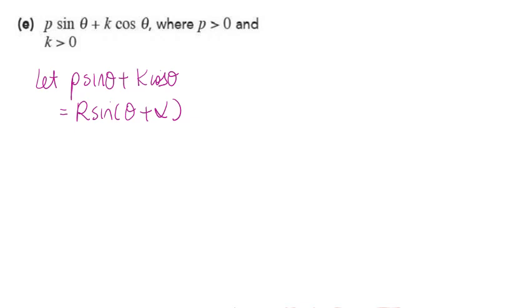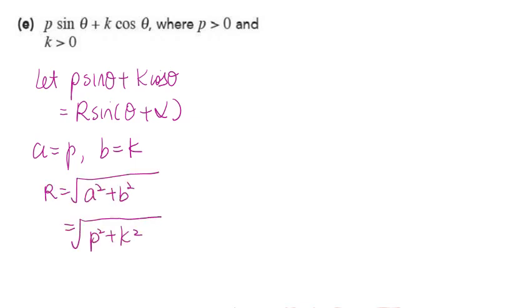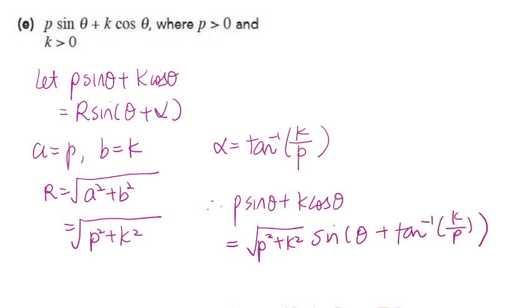Okay, so for part E, the way to do it is still the same. P sine theta plus K cos theta. So the value for your A will be P, the value for your B will be K. Then your R will be square root of p squared plus k squared. Then your alpha will be tangent inverse k over p. So you put together as a single trigo function. Okay, this is how you present it.